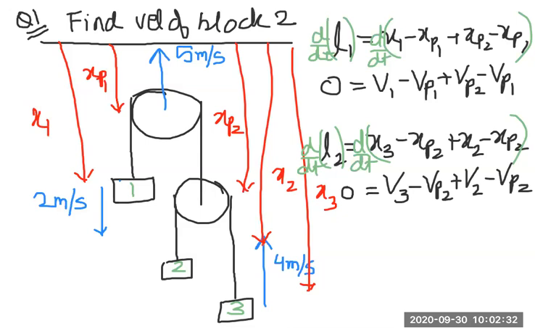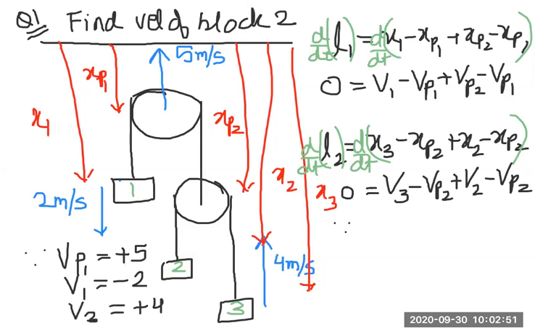Let's put in the values. Since vp1 is equal to plus 5, v1 is equal to minus 2, and v3 is equal to plus 4, right? These are the values. तो पहले वाले रिलेशन में मुझे क्या मिलेगा? पहले वाले रिलेशन में मिलेगा 0 is equal to minus 2, right, plus vp2 minus 2 vp1, minus 10.